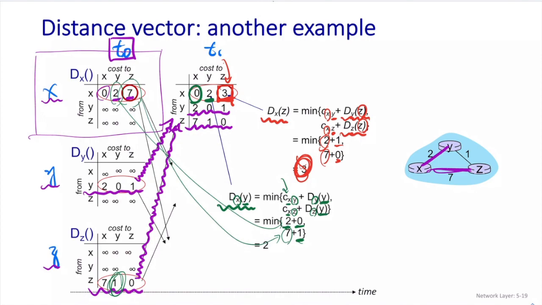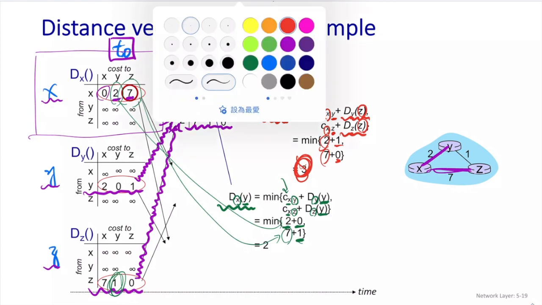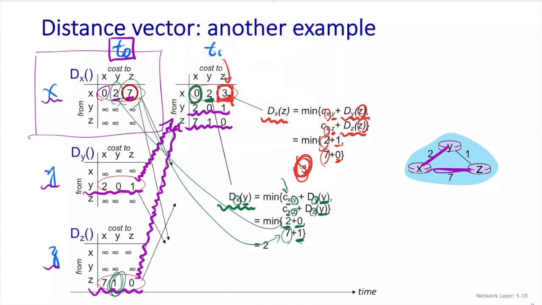Originally, it is 0, 2, and 7. Now it's 0, 2, and 3. But still, you have to think about one thing. That is just one of the tables. Again, x will advertise the information it gathered at t0, and z will advertise its information gathered at t0, which is 0, 2, 7, and 7, 1, 0, to y.